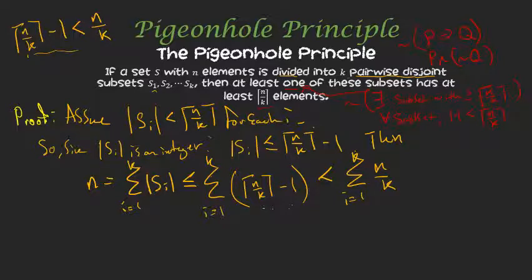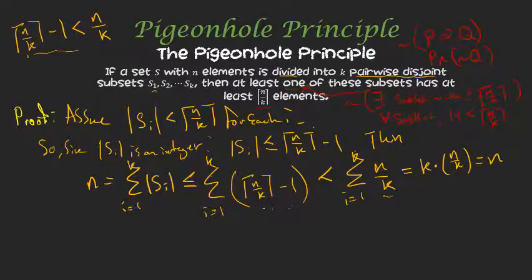Well, what happens when I sum up n divided by k? Right, this doesn't depend on i. So this is really just n over k plus n over k plus n over k, k times. Well, that's the same thing as k times n over k, and that's n.